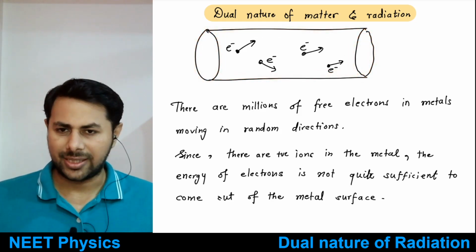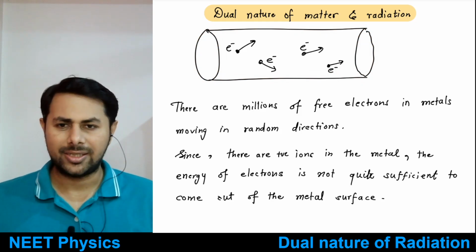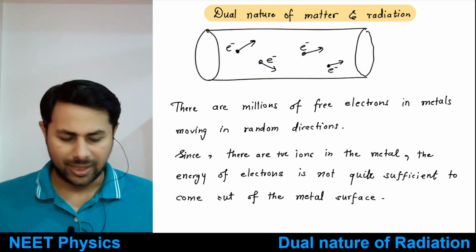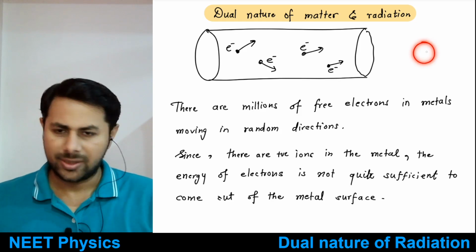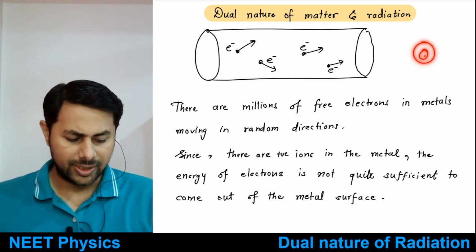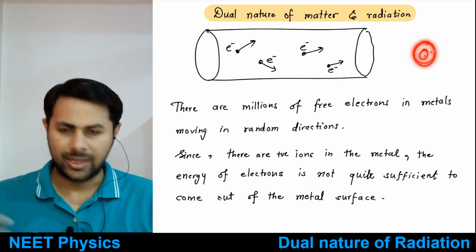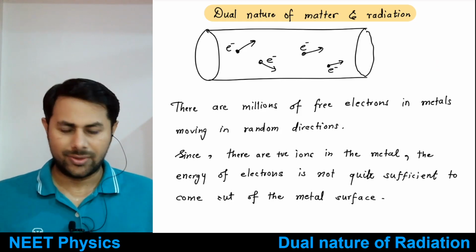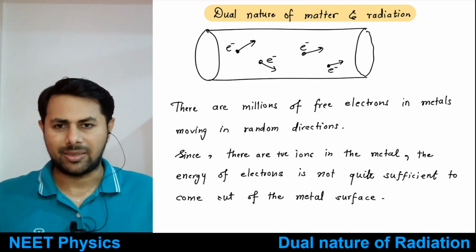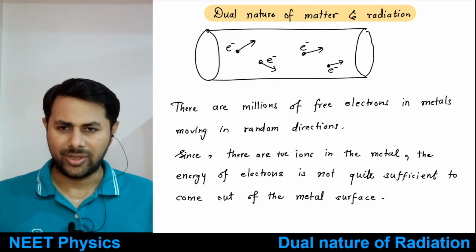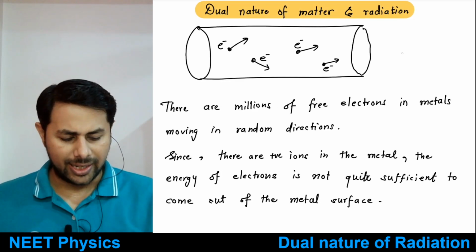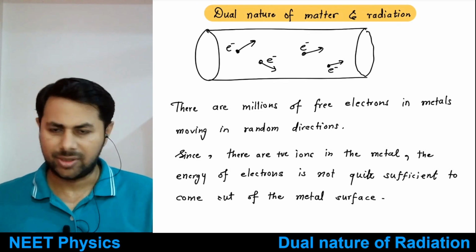Now, what's there inside the metal wire? Metals are generally made up of atoms, right? Inside atoms there is a nucleus and there are electrons. We know that. Atoms of metals gain sufficient energy from the surroundings at room temperature only, and the electrons in the atoms become free.